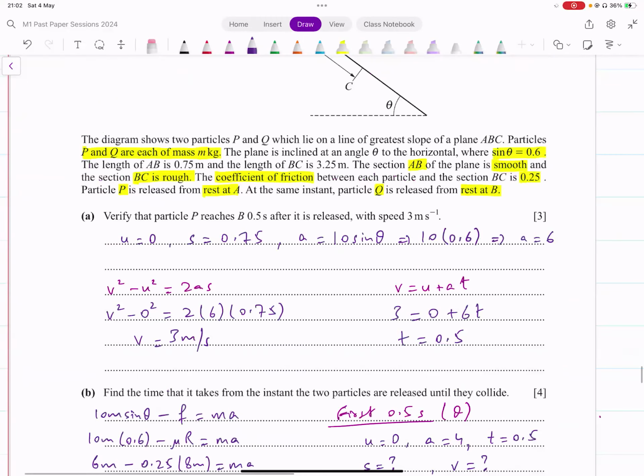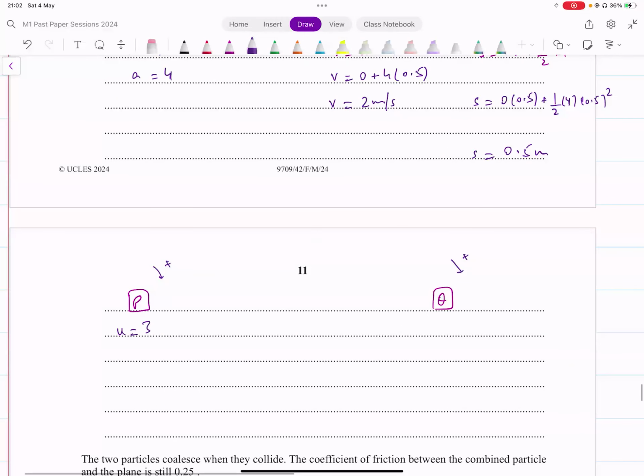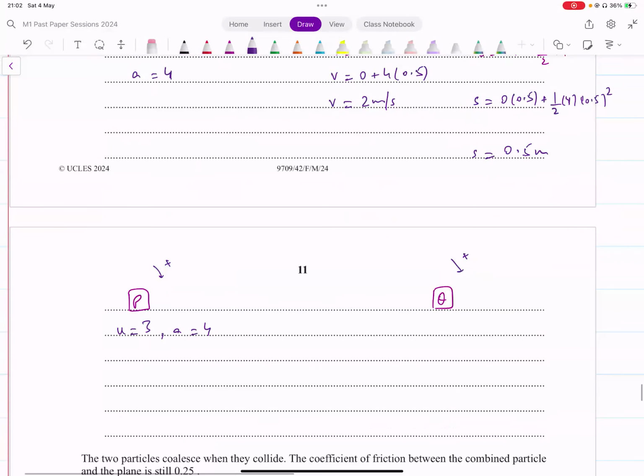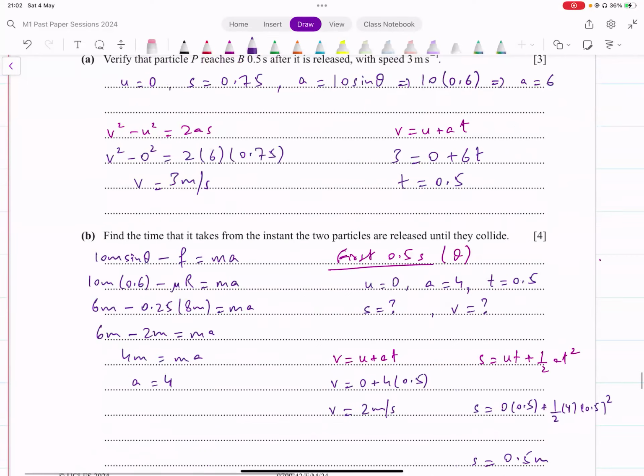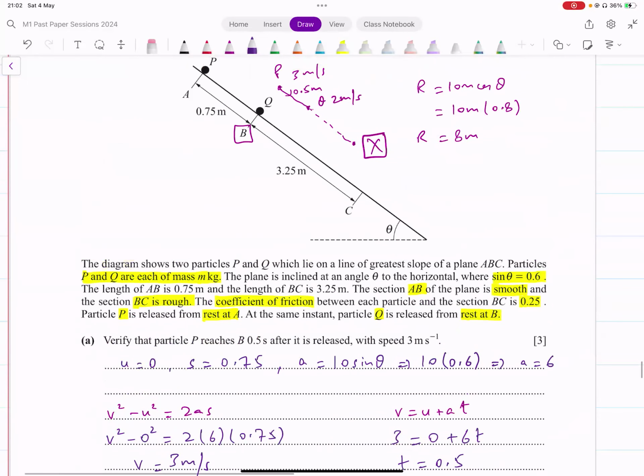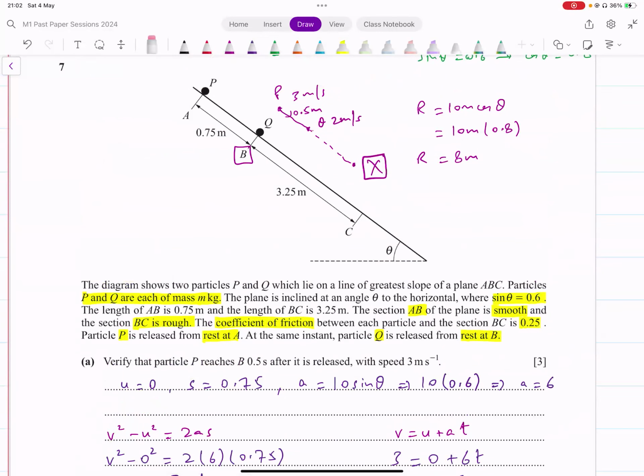Initial velocity for P, that is 3 now. We know the acceleration. On the rough part, the acceleration for both the particles is the same. It's 4 here. And for Q, the initial velocity was 2. Acceleration for this was also 4. Okay, this is the information that we have. There's no other thing that we know about this. We don't know what their velocities are going to be at the point of collision. We don't know how much time they're going to take until collision. We don't know their displacement until collision, right?